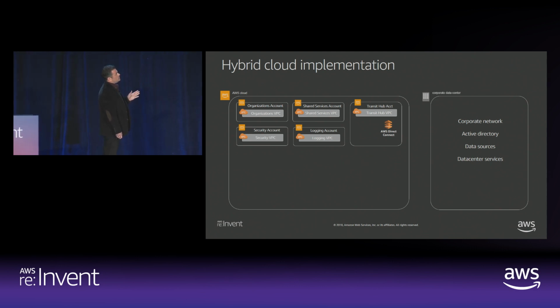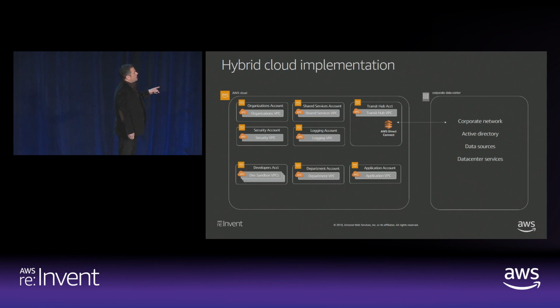So we build a Transit Hub account. That's where we can land our VPN connections, our Direct Connects, the complicated, sometimes difficult to manage process of connecting our enterprise to the cloud. We get to do that one time in the Transit Hub account. From there, we can deploy our running workloads in other accounts and VPCs.